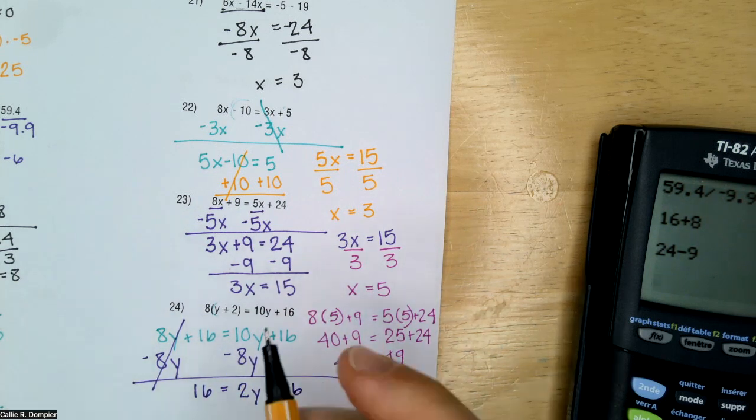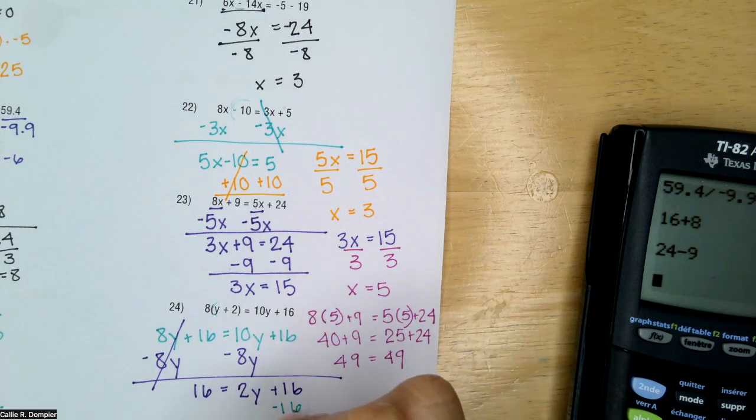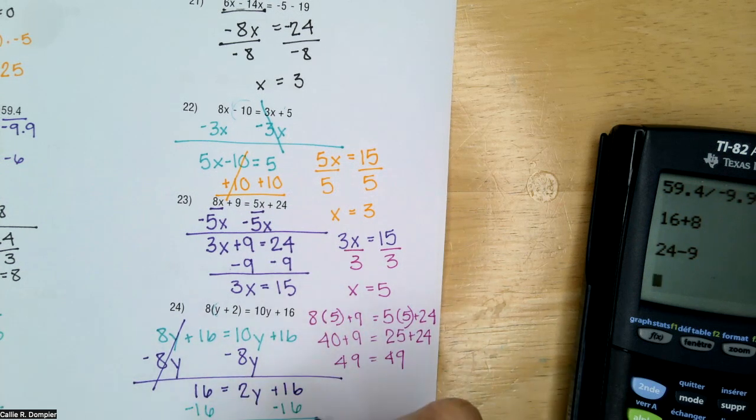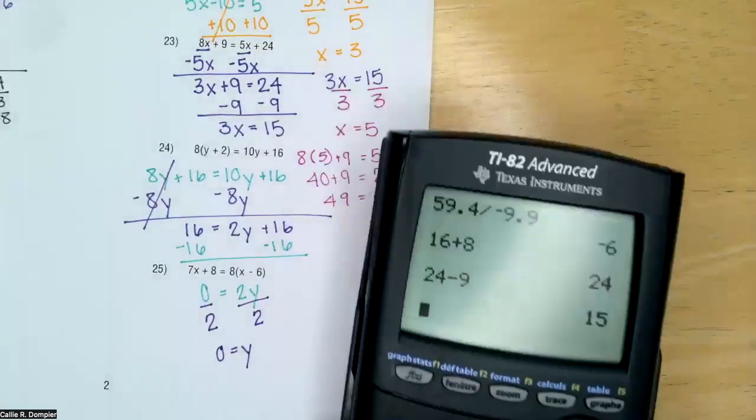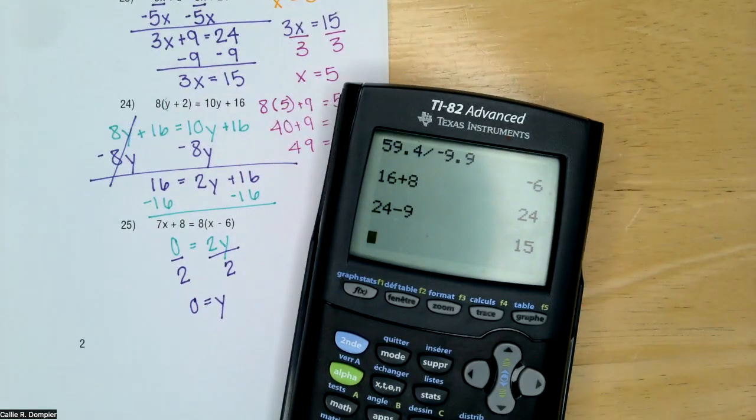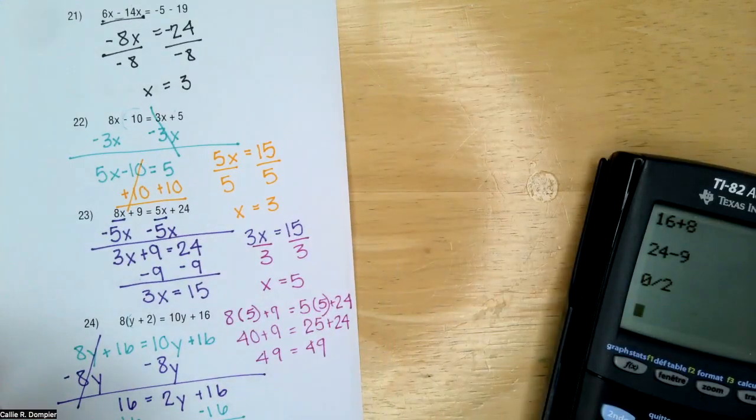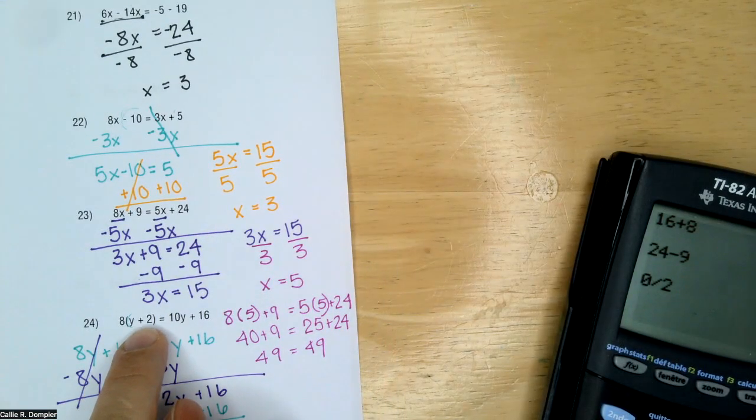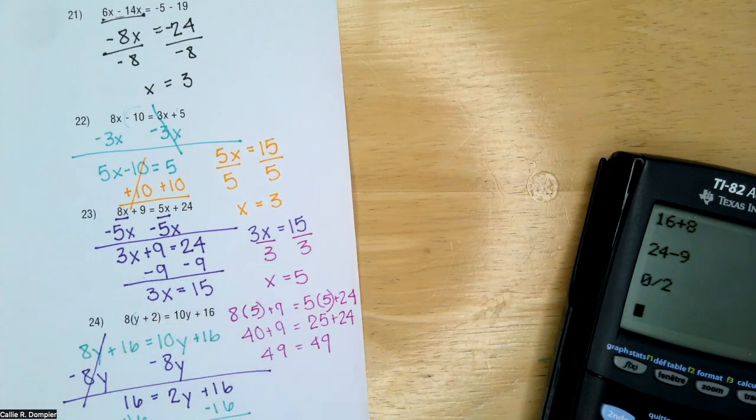Good. Now, I want the y alone, so I'm going to subtract 16. Don't worry. So this is 16 minus 16. That's just 0 equals 2y. Nothing to worry about. Keep doing the same steps. Divide by 2, despite it being 0. 0 divided by 2 is still 0. Okay, so y equals 0. You can plug it back in. 0 plus 2 is 2. 2 times 8 is 16. 0 times 10 is 0, plus 16 is 16.